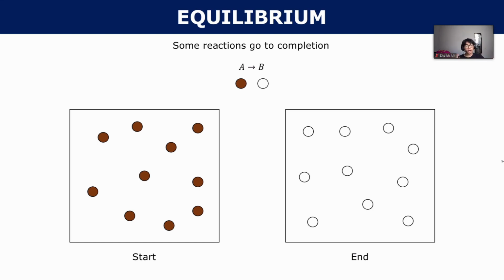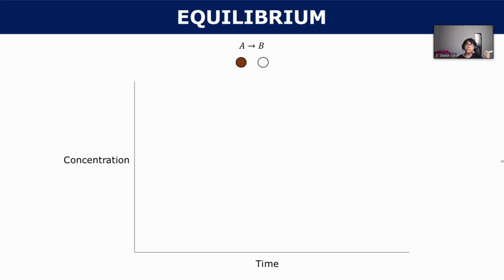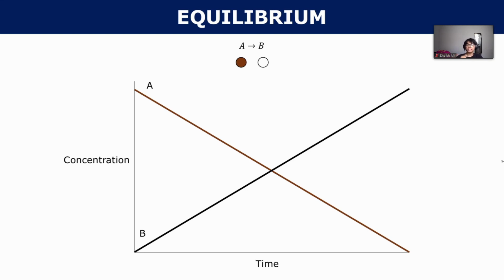Now, if you were to plot the concentrations of A and B over time, it would look something like this. You can see how the concentration of A is declining, and the concentration of B is always increasing. But not all reactions are going to go to completion.